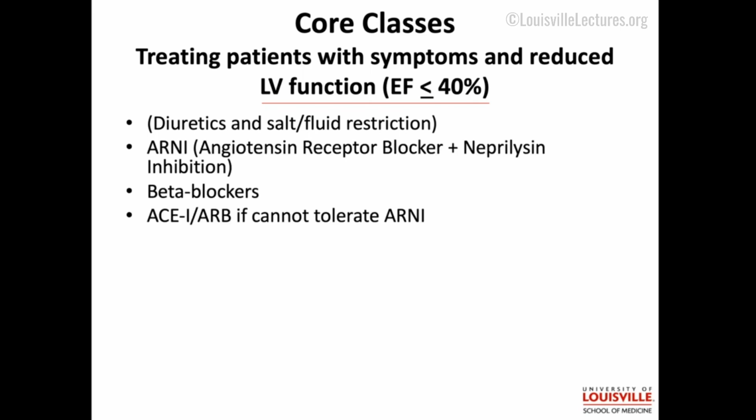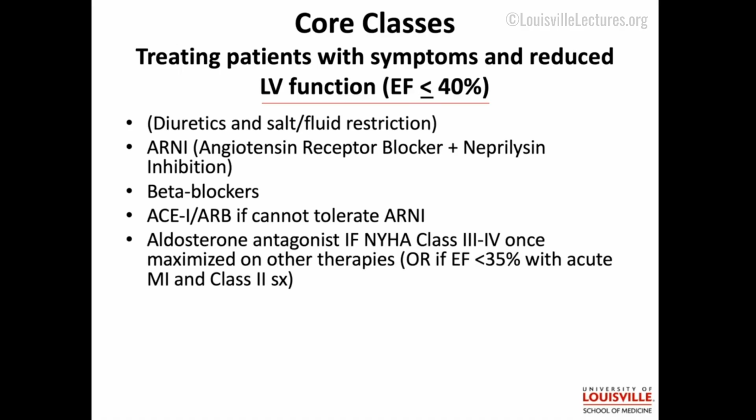The main classes that we use as first-line therapy include ARNI, angiotensin receptor blocker with neprilysin inhibitor. We're going to talk about the new guidelines for that. Beta blockers, mainstay of therapy, and then ACEs or ARBs. Most of your patients right now are going to be on ACEs and ARBs, but you'll see why we recommend switching them to ARNIs in a second.